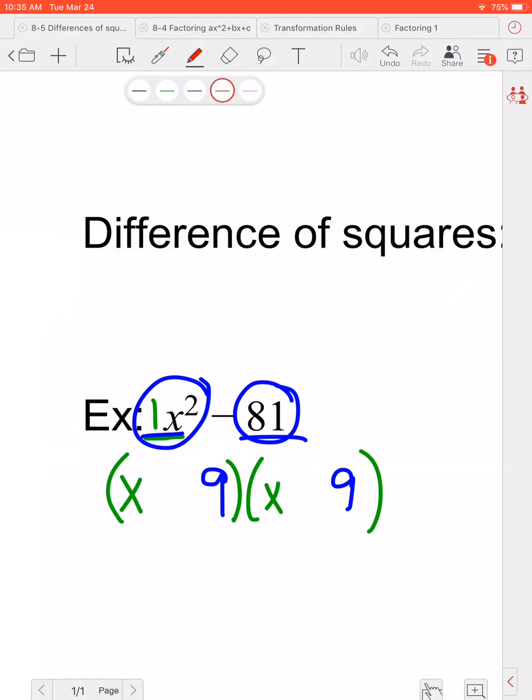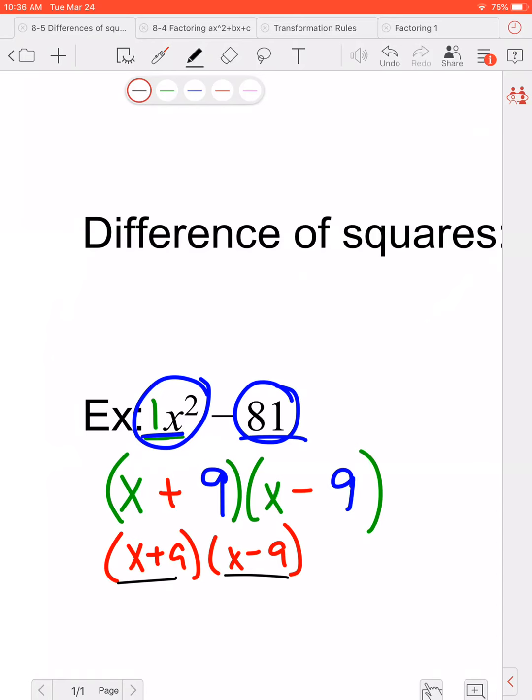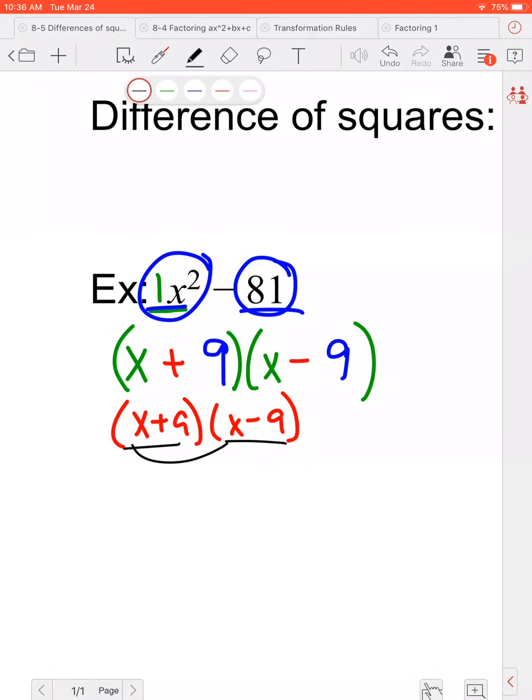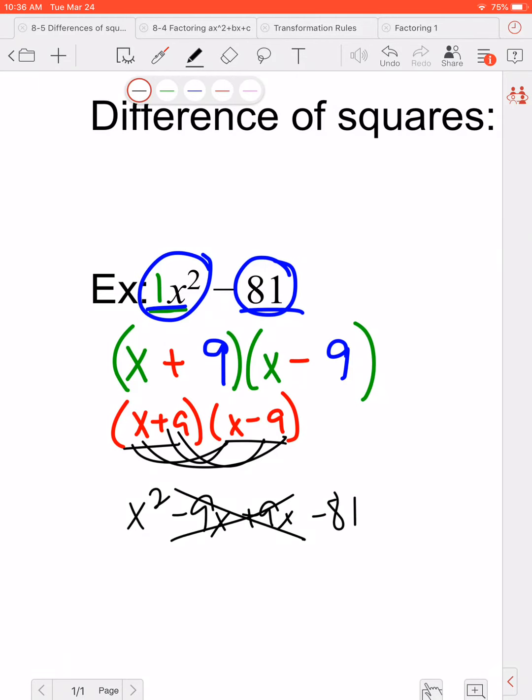Now whenever we have difference of squares, we'll have 1 plus and 1 minus. It doesn't matter which one comes first, so the minus could come first. Okay? So my final answer is going to be x plus 9 times x minus 9. So the parentheses will look almost identical, except one will be plus and one will be minus. And we can FOIL that to check ourselves. So x times x is x squared. X times negative 9 is negative 9x plus 9x minus 81. So my middle terms cross off to get x squared minus 81 back. Okay?